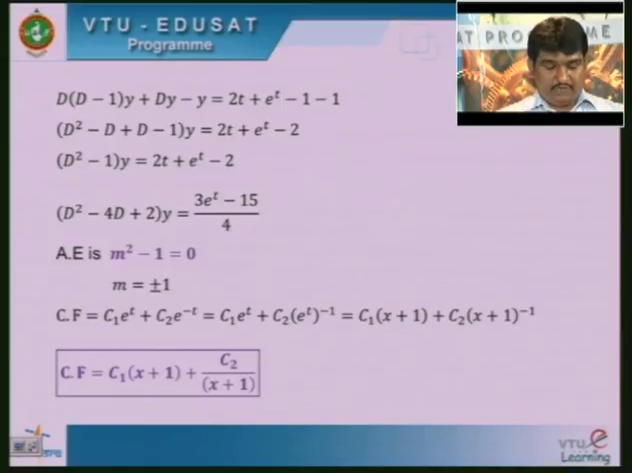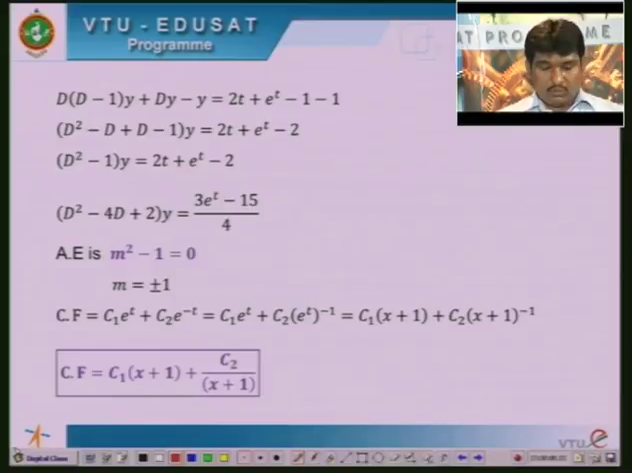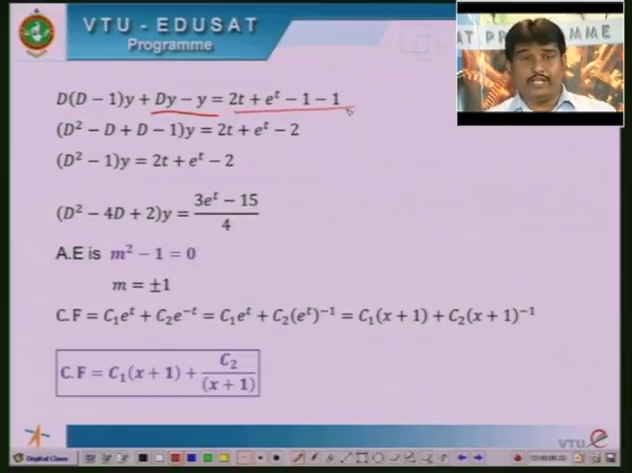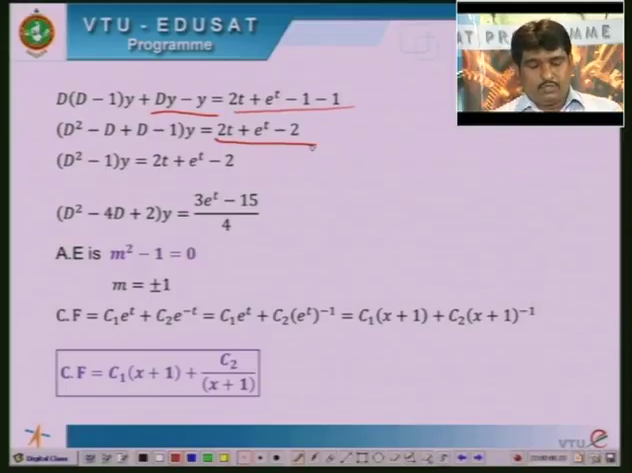I have used the dy minus y term, so there is a y dash term there. I have not shifted this to RHS. There is a y dash term in the question, it's x plus 1 into y dash. Now, this is the RHS part. After simplification, D square minus d plus d minus 1 of y equals 2t plus e to the power of t minus 2. You simplify the equation to get this form.